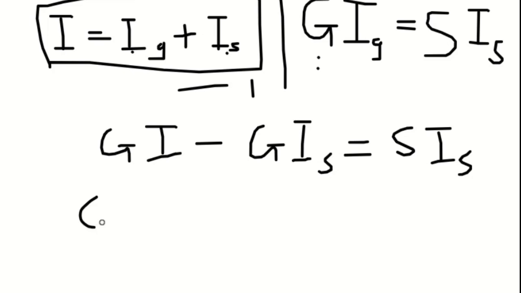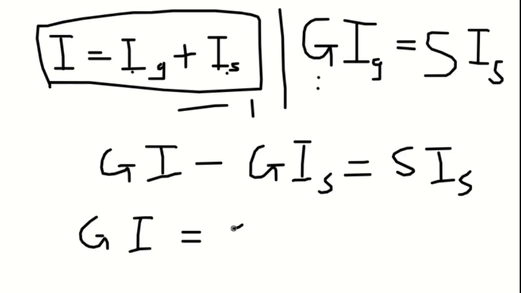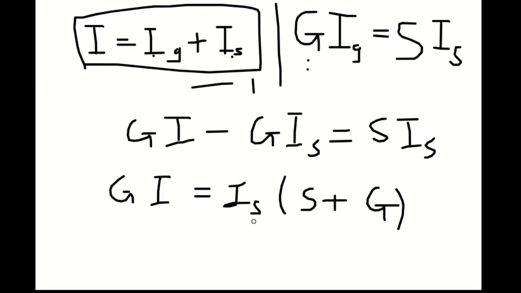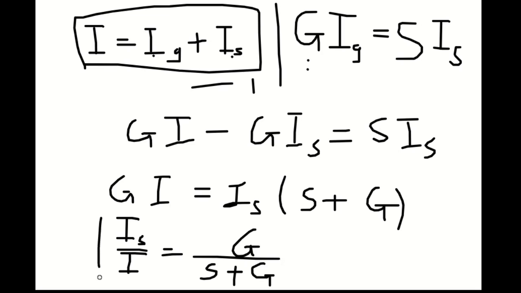So I will take this term to RHS and we will take common Is. So it will become G I is equal to Is into in bracket S plus G, or G plus S. So if I have to find out the ratio of Is to I, how we can write it? So Is divided by I will be equal to G divided by S plus G. So this will be the ratio of the current through shunt resistance and the total current.